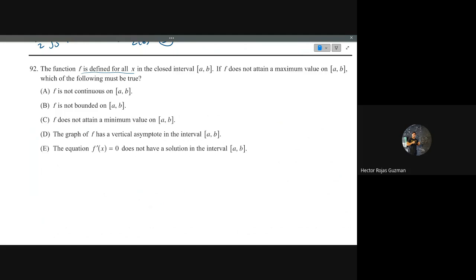Let's start with the vertical asymptote one. If the graph from a to b has a vertical asymptote, let's say it looks like this, then the function wouldn't even be defined. The vertical asymptote itself is an undefined value, so it can't be that one.